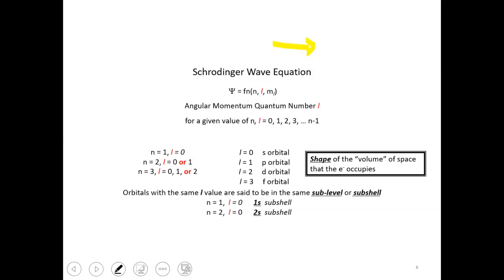Now, if n equals 2, then that is still an s orbital, but it is now in the 2s subshell. Remember, L equals 0 is an s orbital. L equals 1 is a p orbital. So for n equals 2, you can also have a second value of L, which is 1, and that's the p orbital. But in this case, it would be in the 2p subshell. Again, for n equals 3, L equals 2, what would that be?